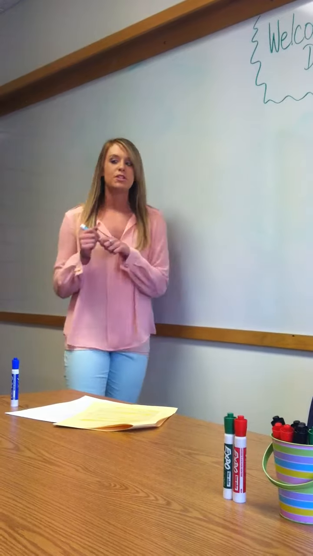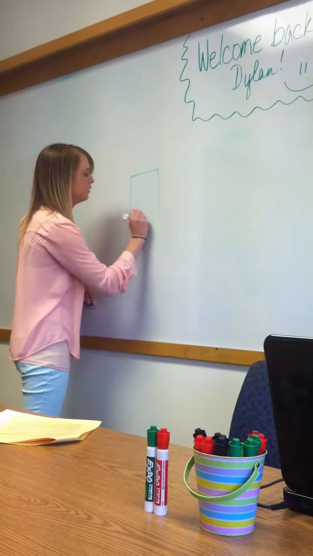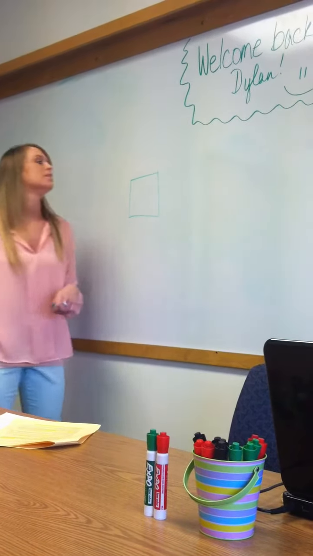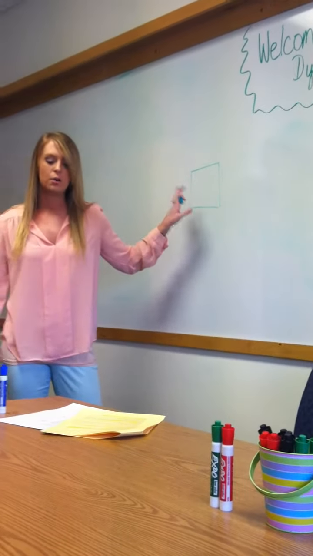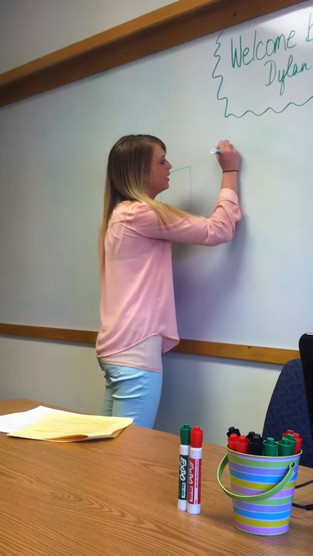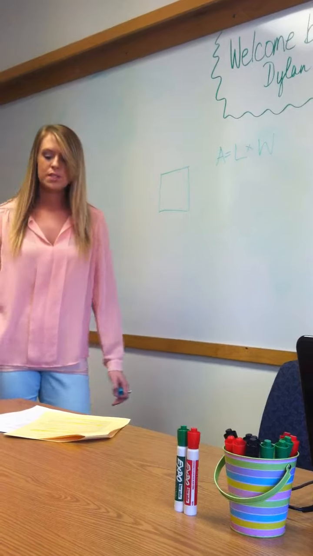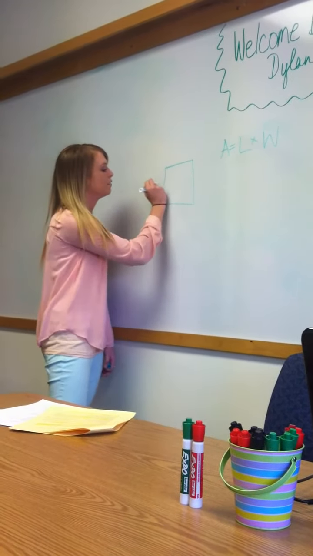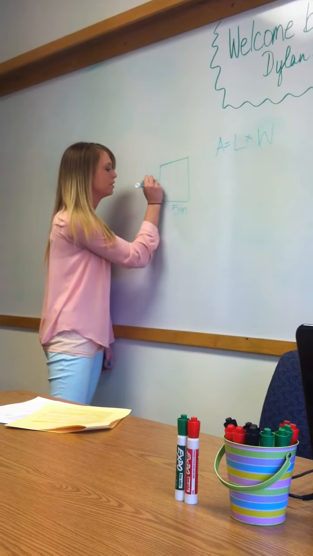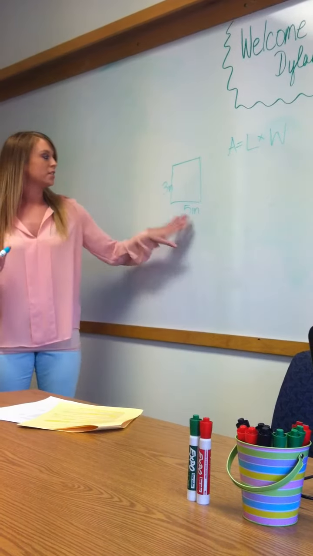Area is used for two-dimensional shapes. So on the board, I'm going to draw a square. And for this, since it's only a two-dimensional object, we are going to use area. And area's formula is going to be area equals length times width. So if you see a length and a width of 3 and 5, you always want to make sure to include the measuring units. So in this case, they're going to be inches.